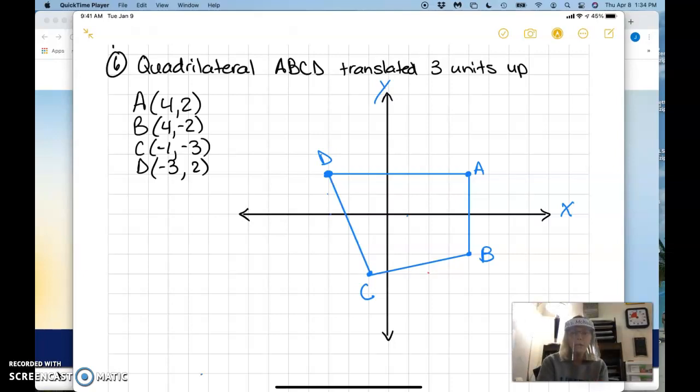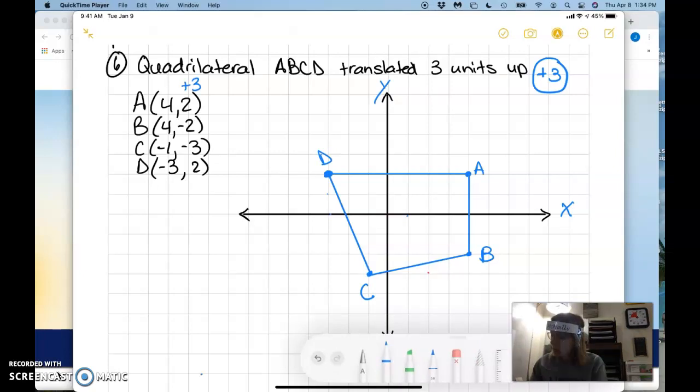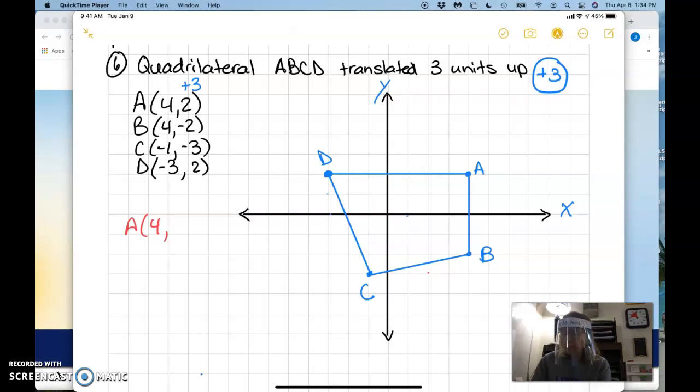So we've plotted our quadrilateral, and it says translate it 3 units up. So all we're going to do is move every single point up 3 units. If it says up, that means we're going to add 3 to the y value. So we're going to add 3 to every single y value. Let's write our new points. What is 2 plus 3? 5. Yep. Notice the x value stays the same. We're just changing the y value.